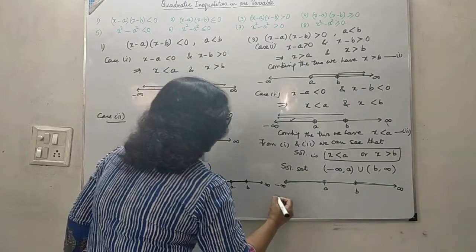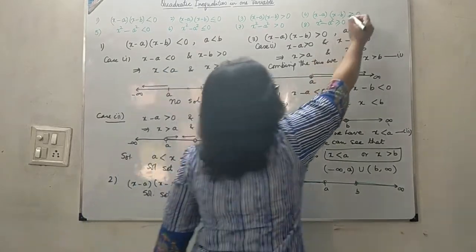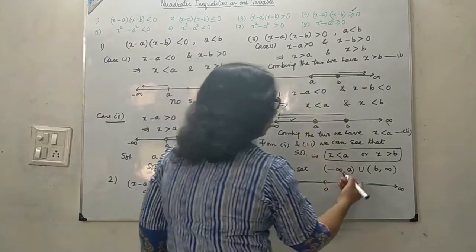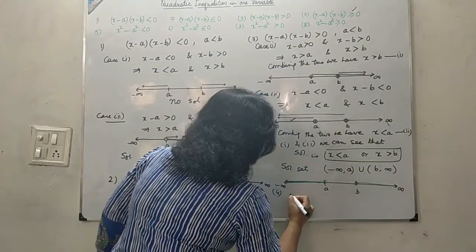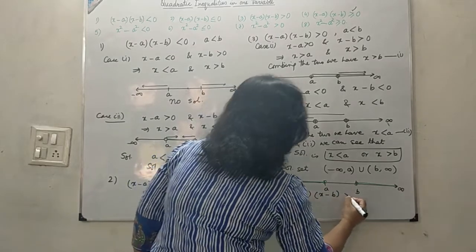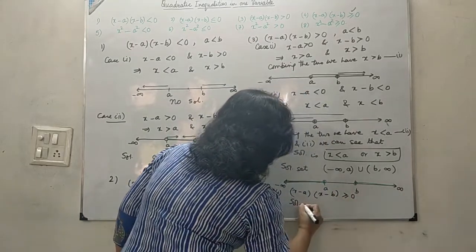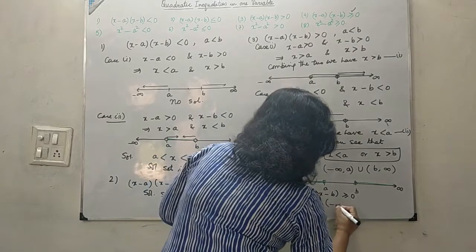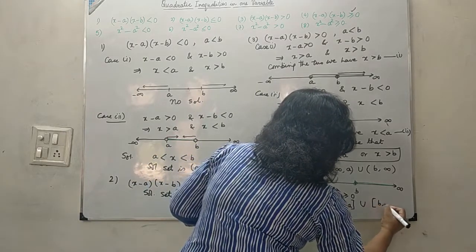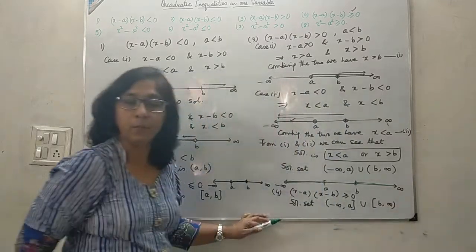And for the fourth one, as we have here a slack inequality, the solution will now be in closed intervals. The solution set for x minus a into x minus b greater than equal to 0 will become minus infinity to a closed union b to infinity in a similar way.